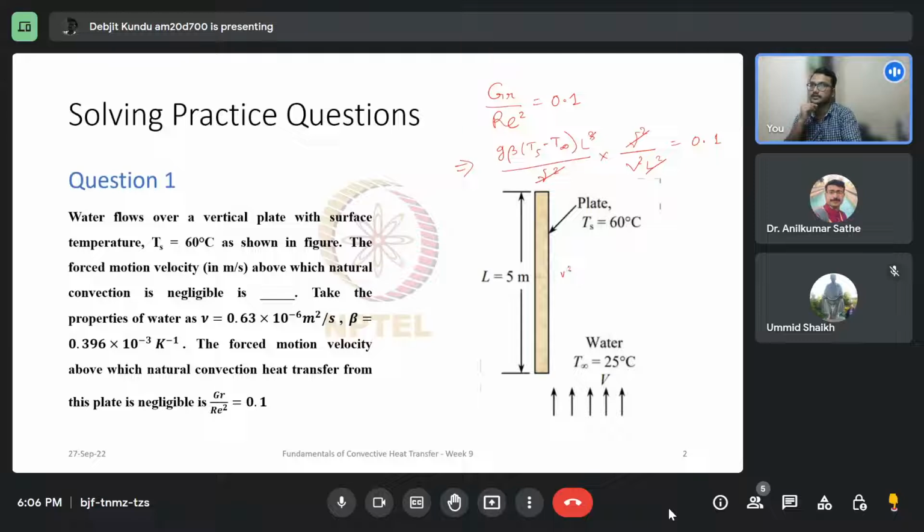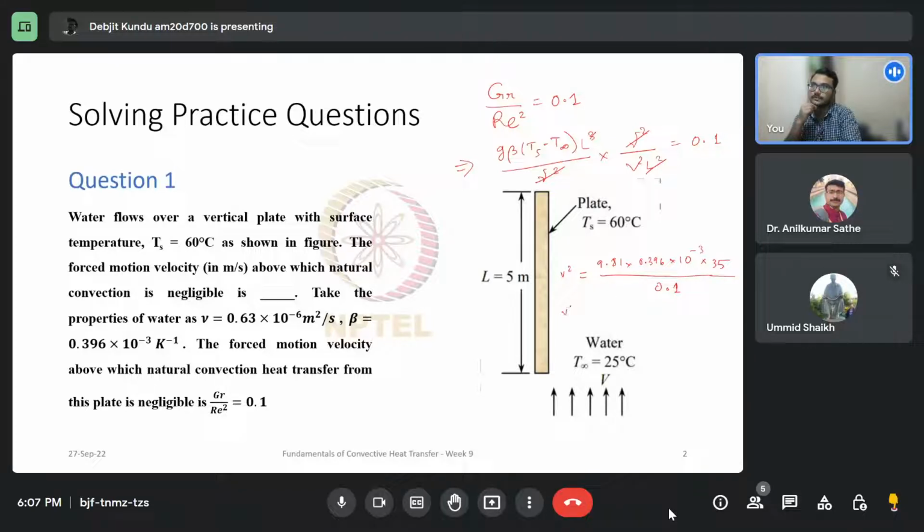So I'll write it down over here. V squared would be equal to g, where g we can take as 9.81, beta is given as 0.396 into 10 power minus 3, then the temperature difference is 60 minus 25, that is 35, and this would be divided by 0.1.